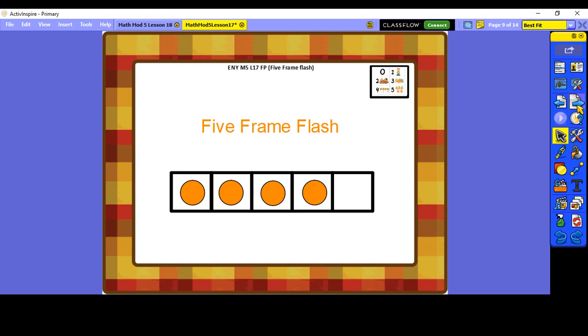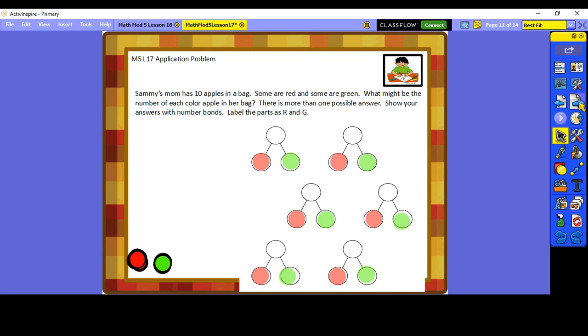Great job. How many do you see? How many more to make 5? 1 more. 4 and 1 make 5. How many do you see? How many more do you need to make 5? 2 and 3 make 5. Great job with your 5-frame flashes. You have gotten so good at that.